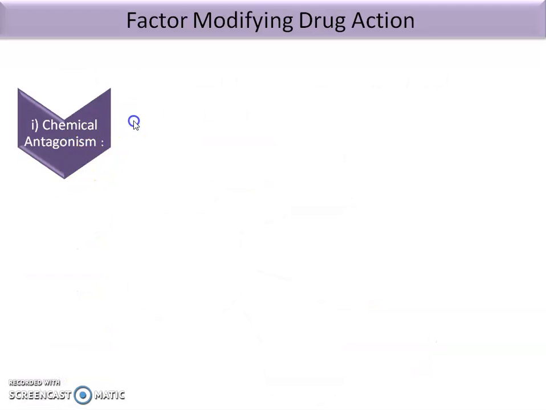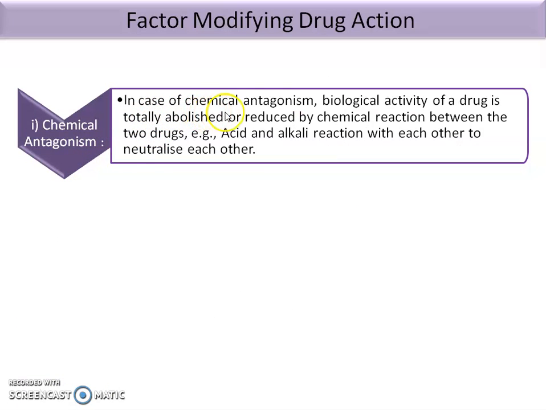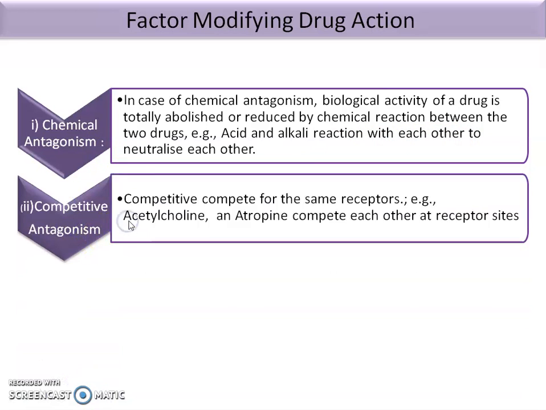In chemical antagonism, the biological activity of a drug is totally abolished or reduced by the chemical reaction between the two drugs. For example, an acid and an alkali react with each other to neutralize each other. That is, there is a chemical interaction between two drugs. Then competitive antagonism: both drugs compete to attach to the same receptor. Example: acetylcholine and atropine compete with each other at the same receptor site.